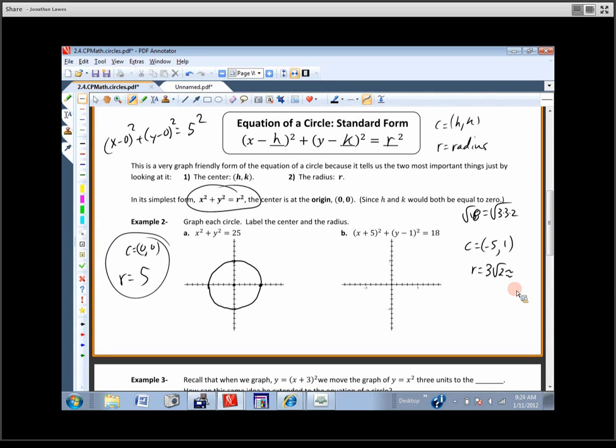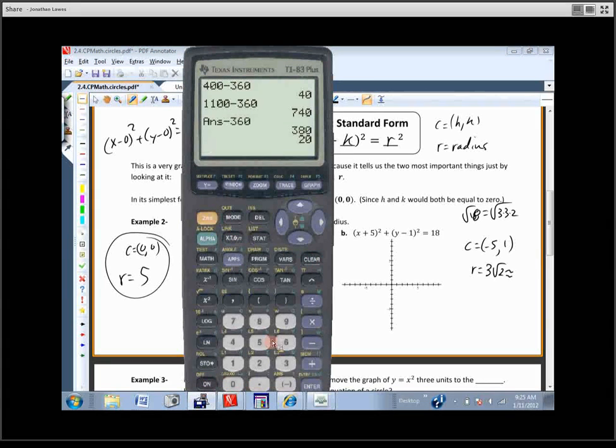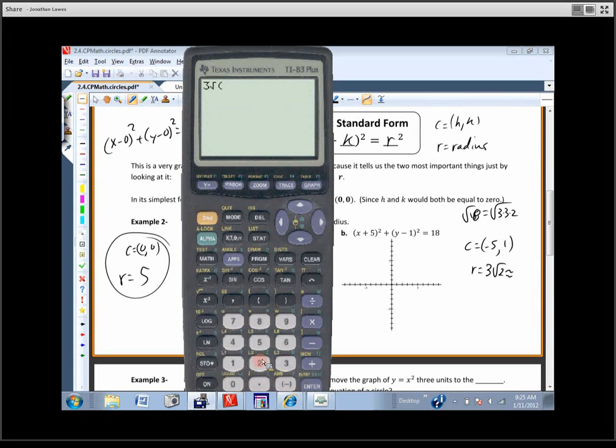So grab your calculator and let's type in 3 square root of 2. So we know roughly what that is. It's a little over 4. Okay? So we're going to write about 4.2.